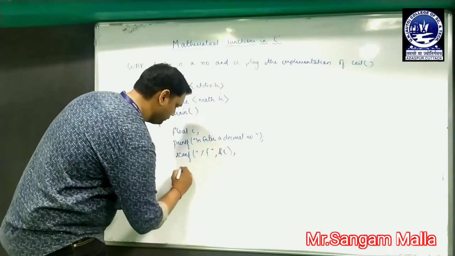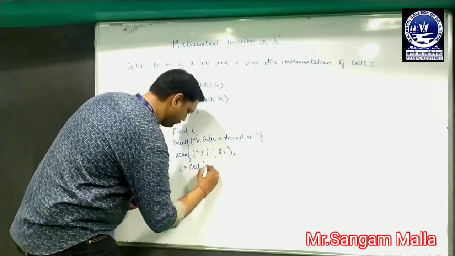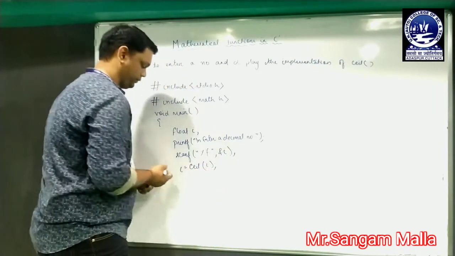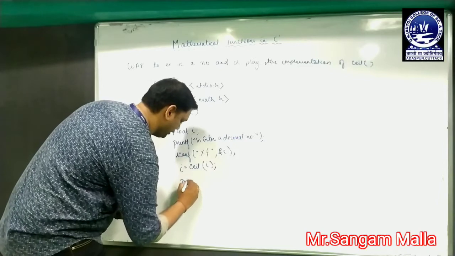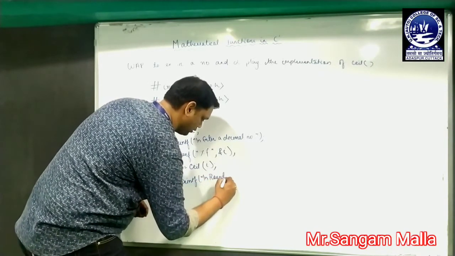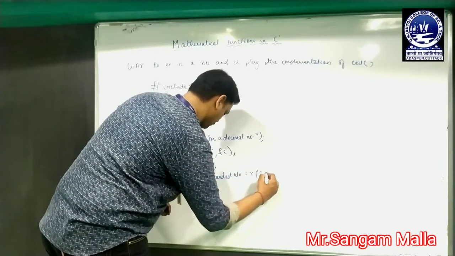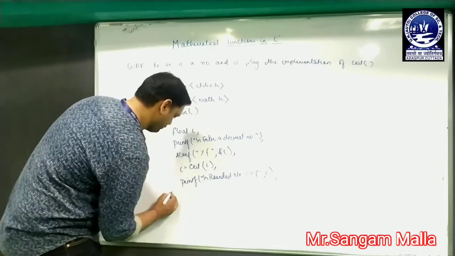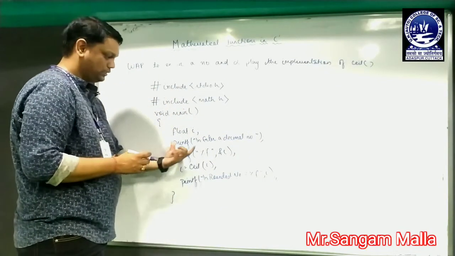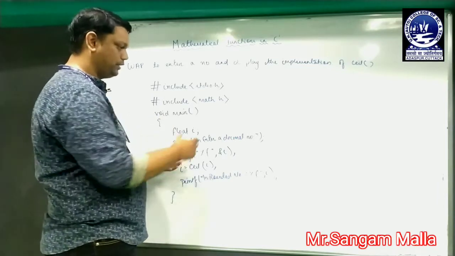Now I will write, let's say, i equal to ceil(i). Now I will write printf, let's say, rounded number equal to %f, i. So you can see the program over here. Now we will be writing the output.